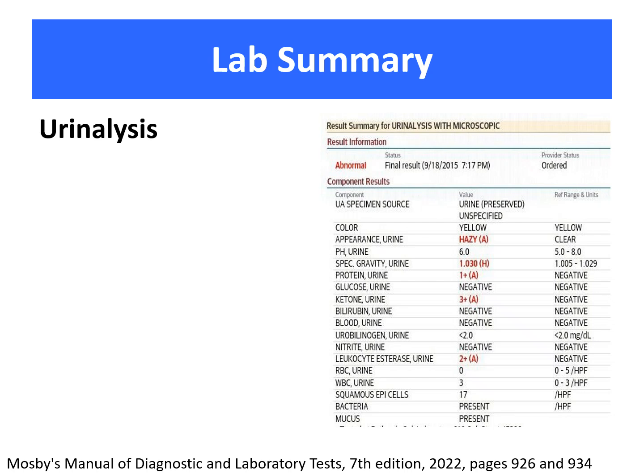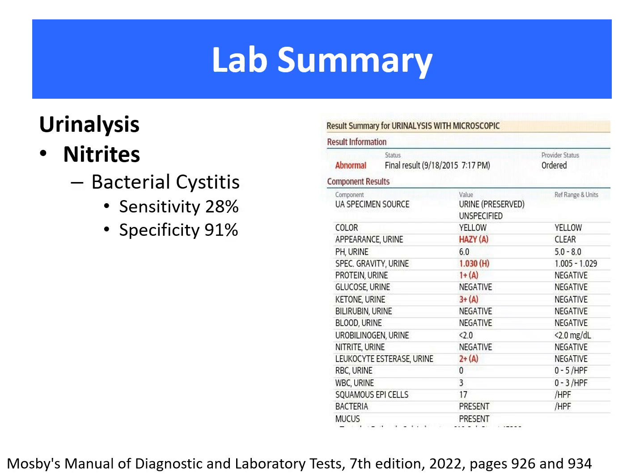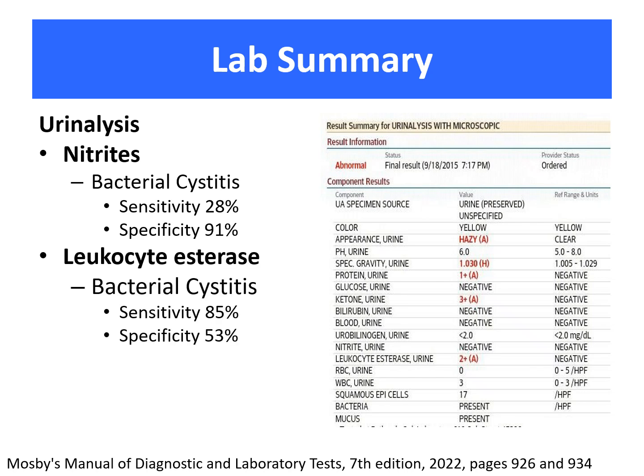Routine urinalysis is ordered in a patient with abdominal pain where the abdominal pain is mainly over the suprapubic region. You're looking for evidence that would support bacterial cystitis as the diagnosis. If you find nitrites, then bacterial cystitis is possible. It has a relatively high specificity of 91%. Leukocyte esterase will also be elevated in bacterial cystitis. It has a sensitivity of 85%.